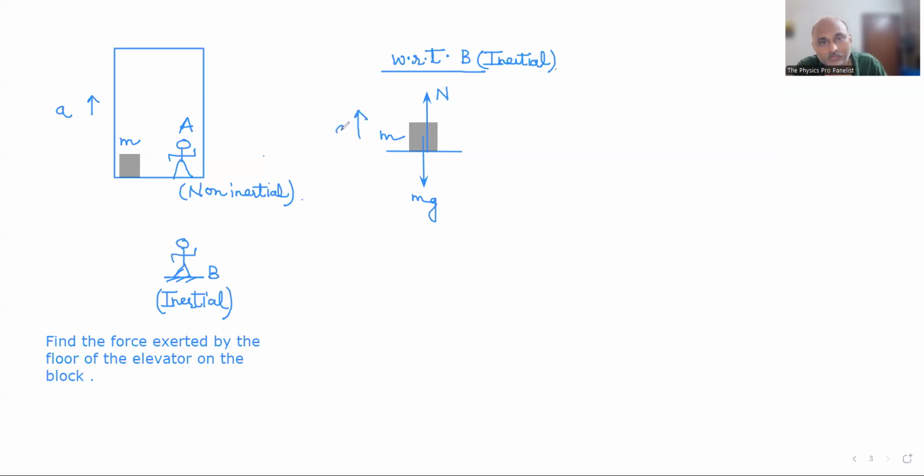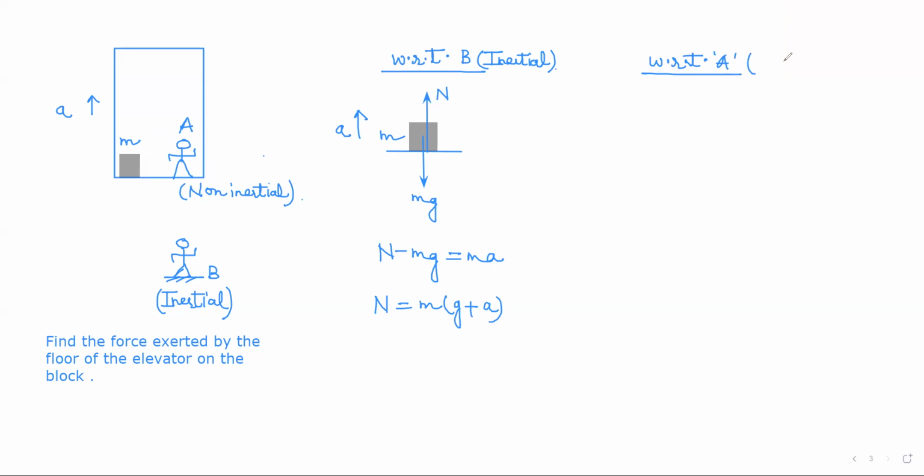Yes, sir. So with respect to B, the block is moving upwards. So net force upwards is N minus mg equal to mass into acceleration. So N is equal to m into (g plus a). This is the force experienced by the block because of the elevator. Now our objective was to find it with respect to A, so what change do we have to make when we observe it from A? This is the non-inertial frame.